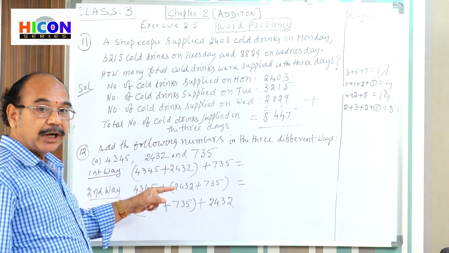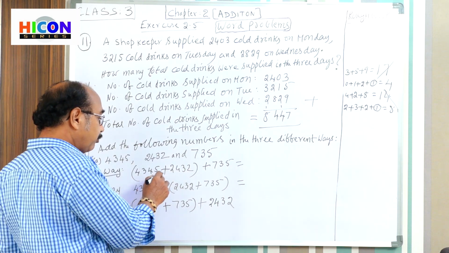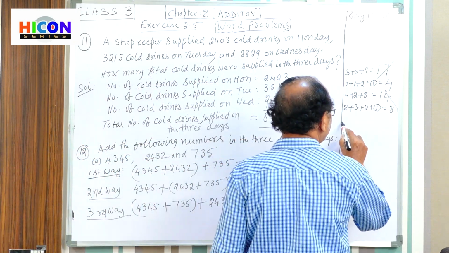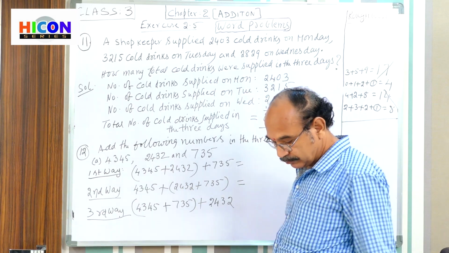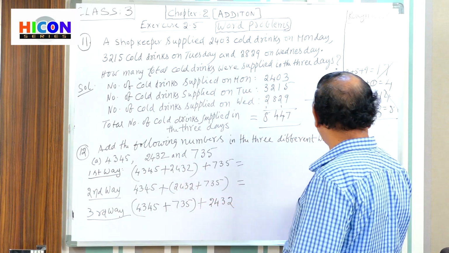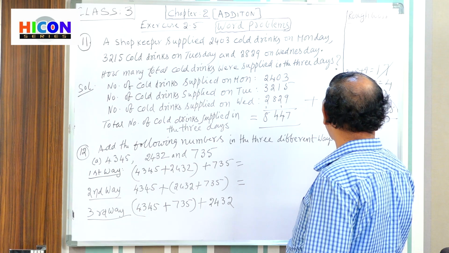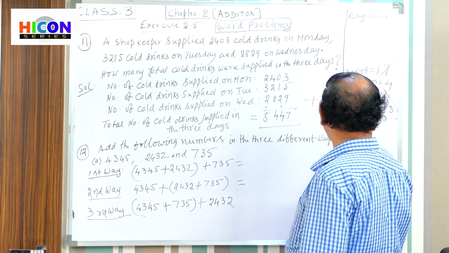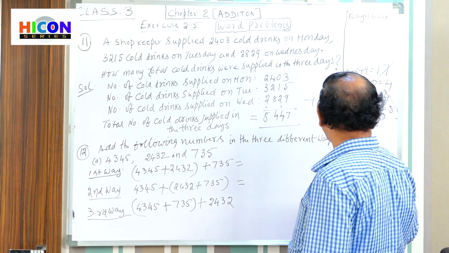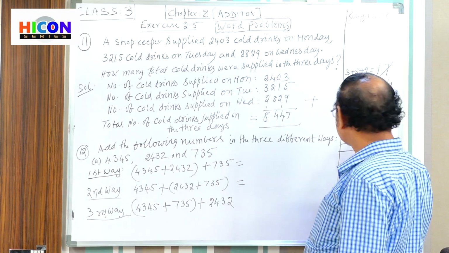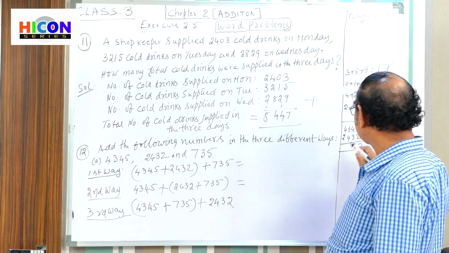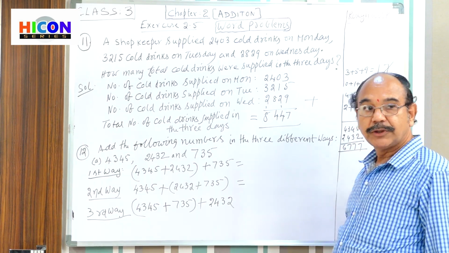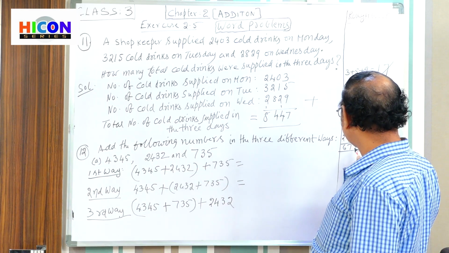Now come to first way and do additions. See, 4345 plus 2432. You can utilize the margin. 4345 plus 2432. Add 5 plus 2, 7. 4 plus 3, 7. 3 plus 4, 7. 4 plus 2, 6. The two numbers total is 6777.